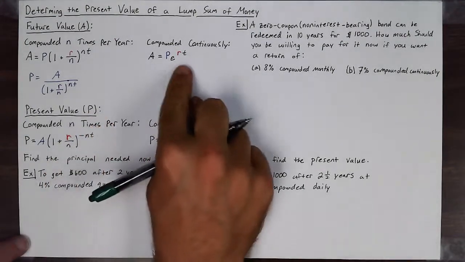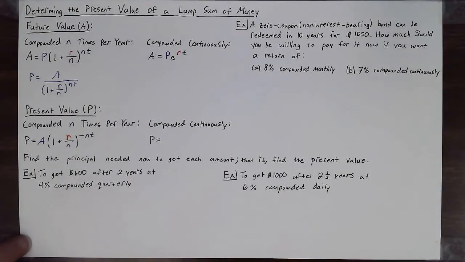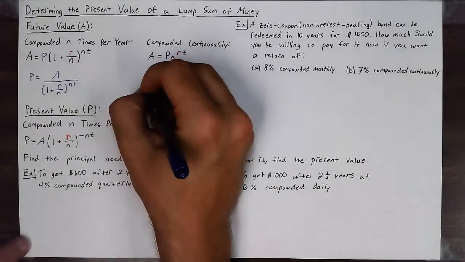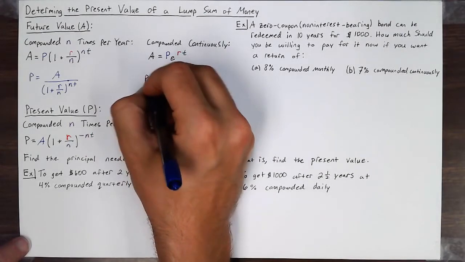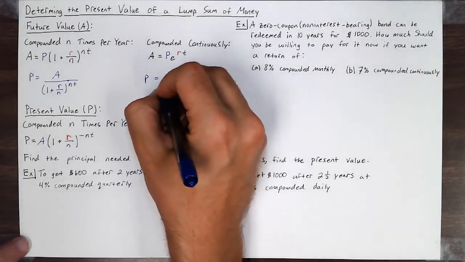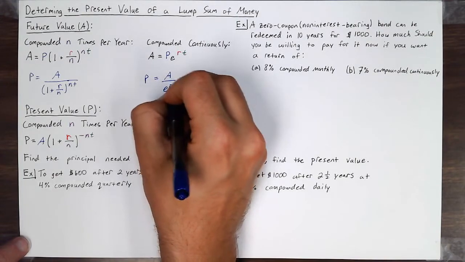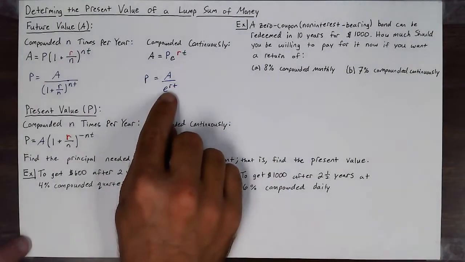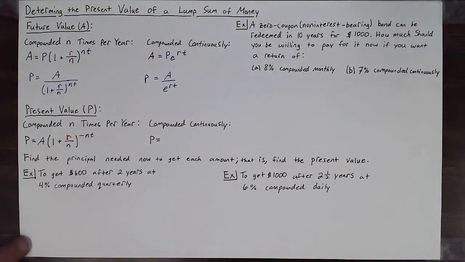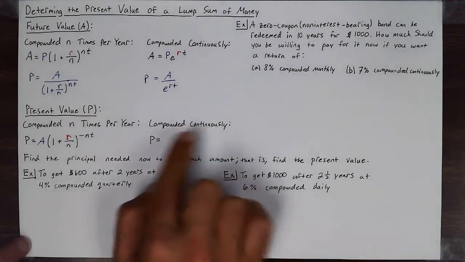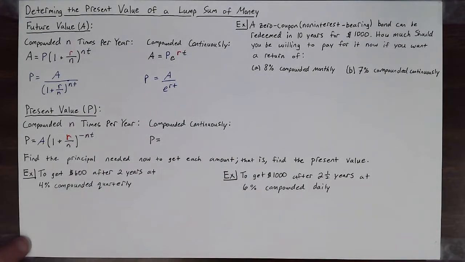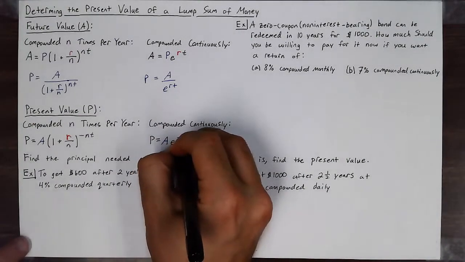And then for compounded continuously, I would do the same path to solve for P by dividing by e to the rt. And we can move that e to the rt to the numerator by making that power negative. So the formula for an account compounded continuously to find the present value is A times e to the negative rt.